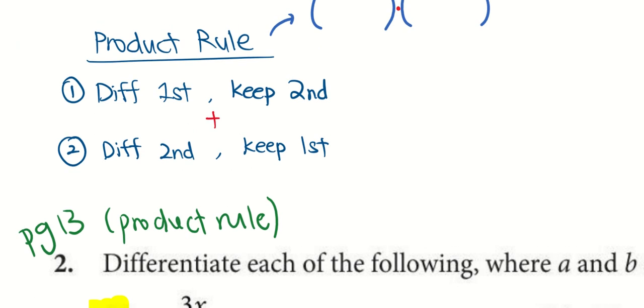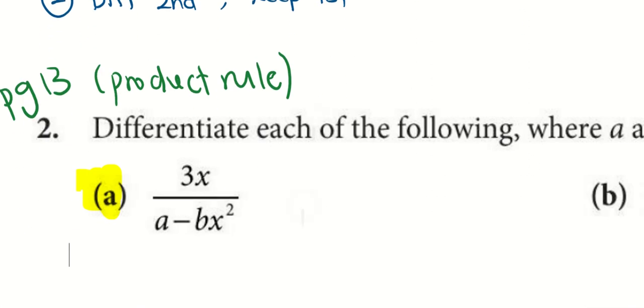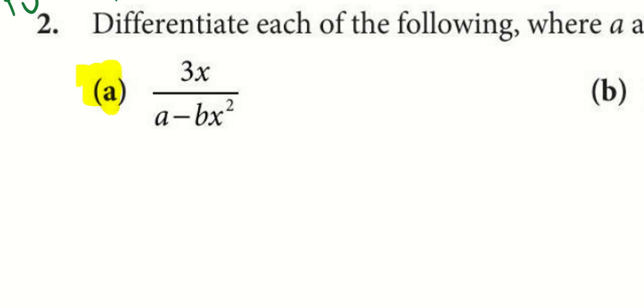Okay, let's recap, class. Product rule is when I have a product, meaning I have a bracket times bracket. Number 1, differentiate first, keep the second, plus differentiate second, keep the first. So how?